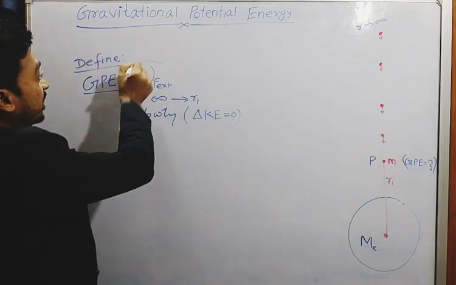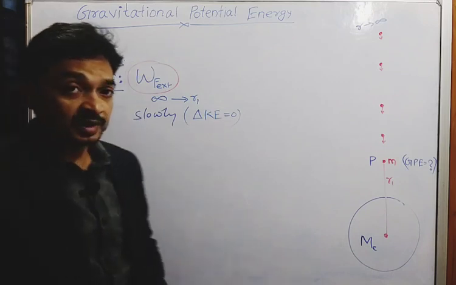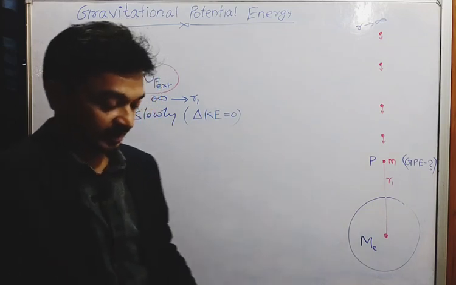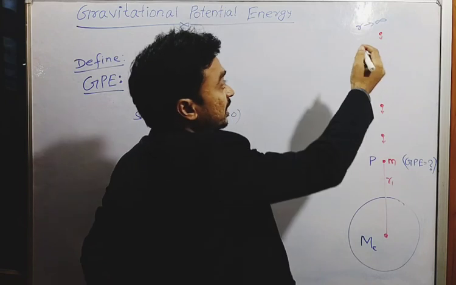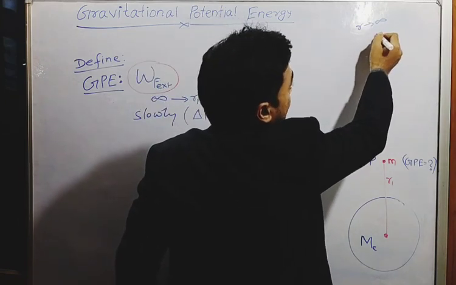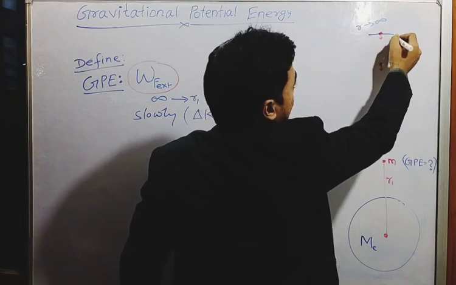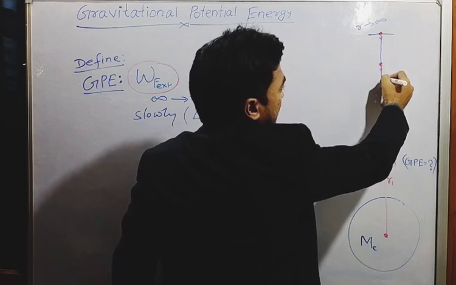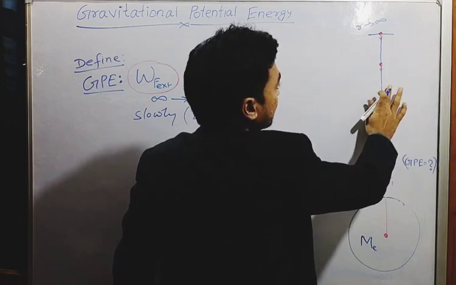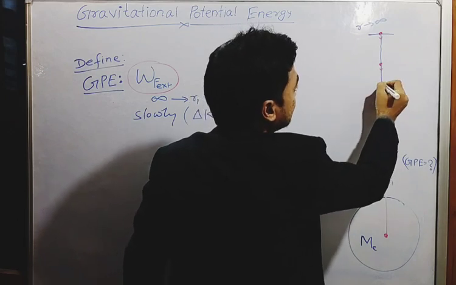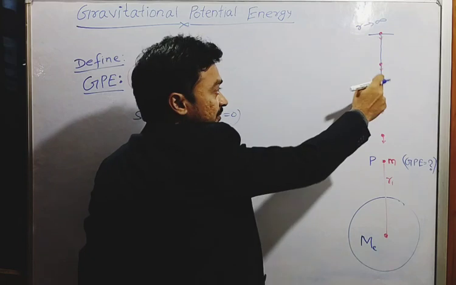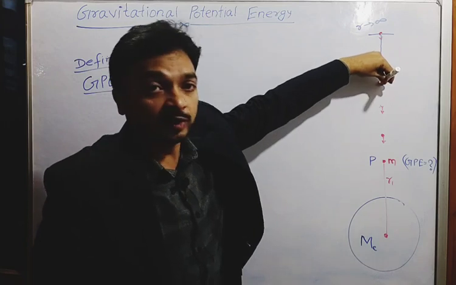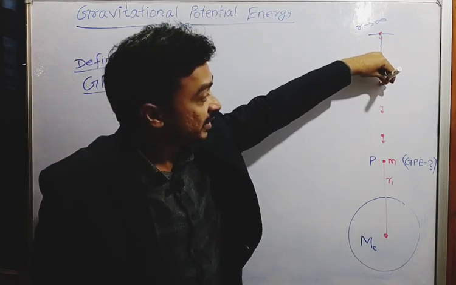There is a term, work done by the external force. Now let's see how the external force is acting on it and how to calculate the work done. Suppose the starting point is this, and I am moving along this line. After some time, at any instant, the mass is here. At this place, the acceleration of this object is 0. The mass is moving slowly.